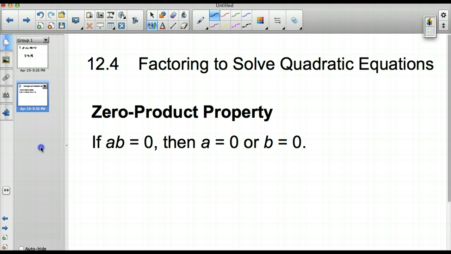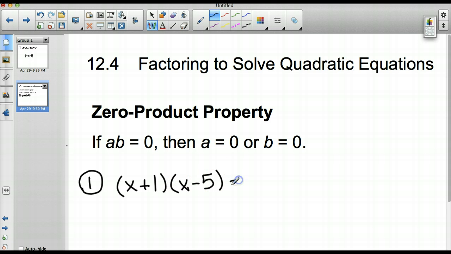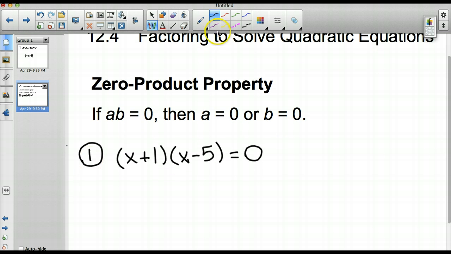So let me jump ahead to a quick example so you can see how this zero product property actually works. So we're going to take the equation, and this isn't going to look quadratic at first, but bear with me. We're going to take the equation (x plus 1) times (x minus 5) and set that equal to 0. Okay, so if this is a true statement, okay, if x plus 1, this quantity, times x minus 5, this quantity, is really equal to 0, well, then what has to be true?